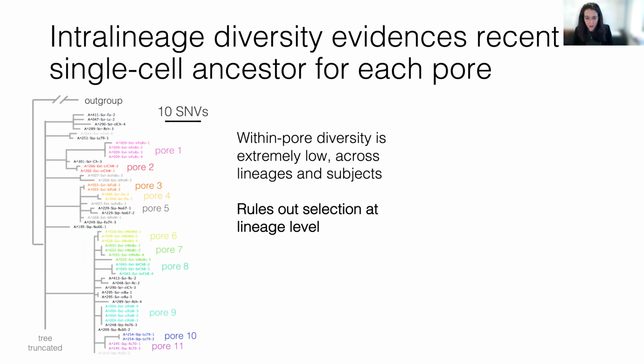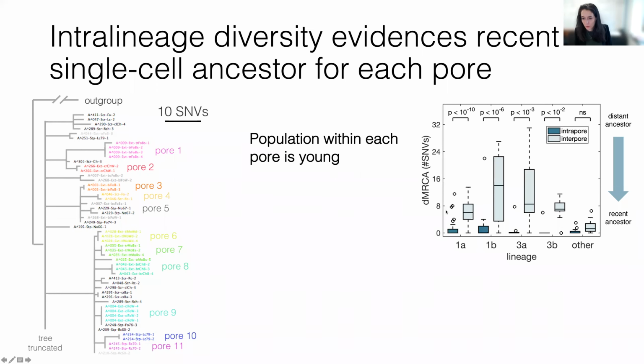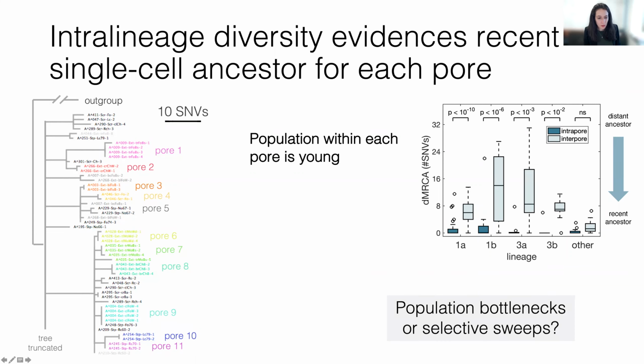We see the same pattern when we look at other subjects, where we have very low diversity within a pore, despite higher diversity in that lineage on that subject. And it's a very recent common ancestor too. There's on average less than 1 mutation per cell within that pore. So the population within that pore is really young, and it hasn't been in that pore long enough to, on average, accumulate any mutations.